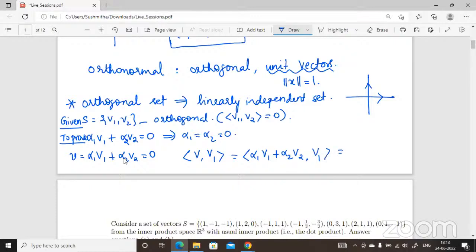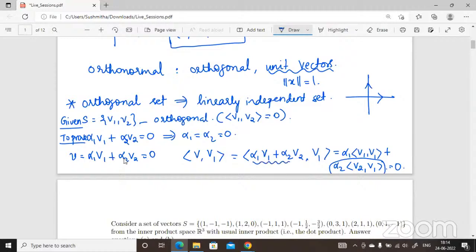Alpha 1 V1 plus alpha 2 V2, with V1. Yeah. So I can do that linearity thing, right? So I can write this as alpha 1 V1 with V1 plus alpha 2 V2 with V1. What do I know about V2 with V1? The inner product of V2 with V1 is 0, because they are orthogonal. So this is 0.